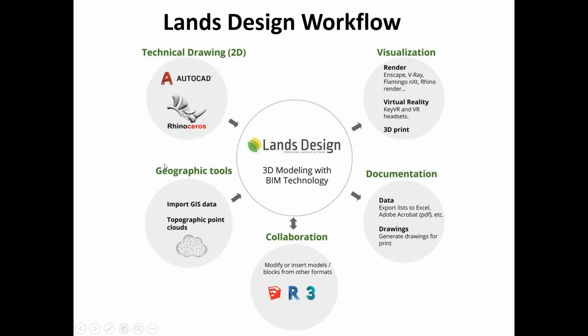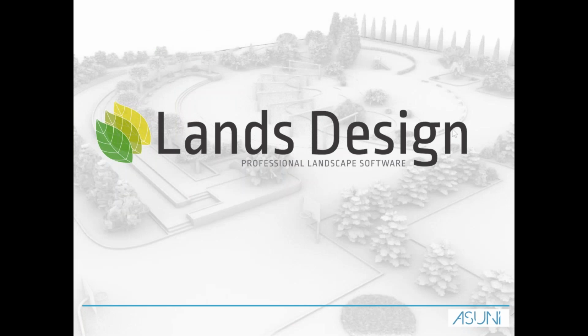And the nice thing here also is that there are several geographic tools that let you, for example, import GIS data, DEM files, digital elevation models, and topographic point clouds, and you can import them to Lens design. Lens uses this data to create a terrain. So it was the workflow up to now. Is there any question, or rather, let's continue with the live demo.